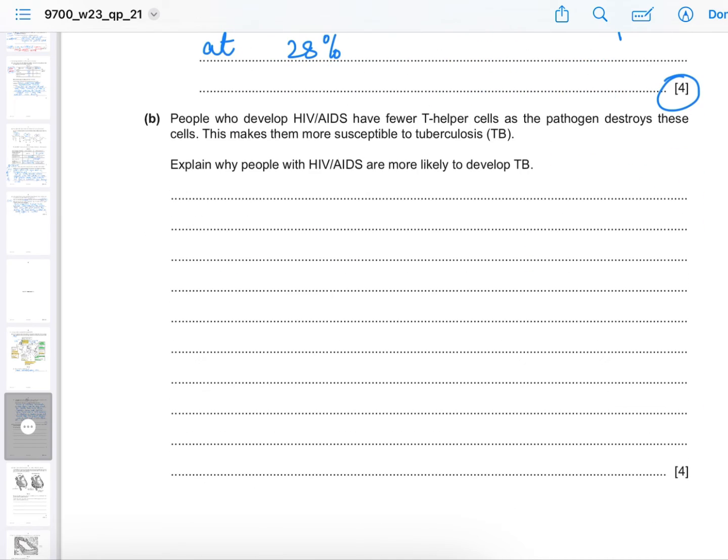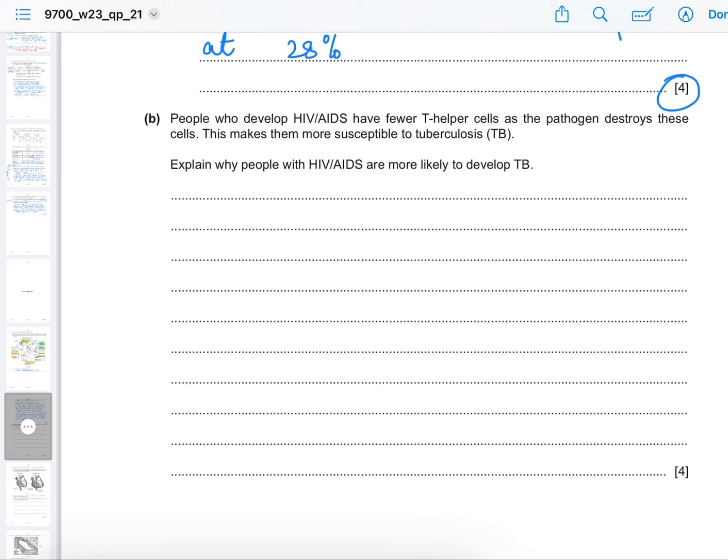B. People who develop HIV/AIDS have fewer T helper cells as the pathogen destroys these cells. This makes them more susceptible to tuberculosis. Explain why people with HIV/AIDS are more likely to develop tuberculosis. So TB or tuberculosis is an infectious disease, and HIV weakens a person's immune system by reducing the number of helper T lymphocytes.